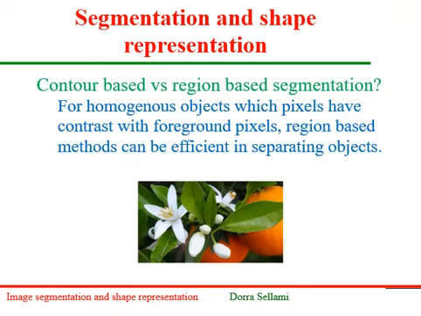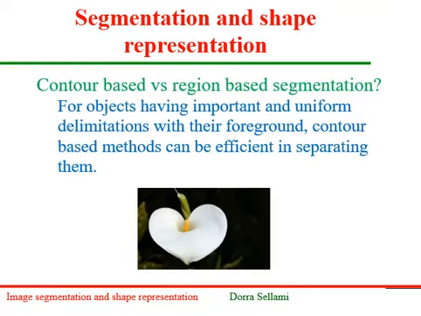For homogeneous objects, whose pixels have contrast with foreground pixels, region-based methods can be efficient in separating objects. Here is an example where the object's inner region is uniform, whereas the contour is not identically contrasted with the background. For this example, a region-based approach is more efficient. However, for objects having important and uniform delimitations with their foreground, contour-based methods can be efficient in separating them. Here is an illustration example of a flower segmentation.